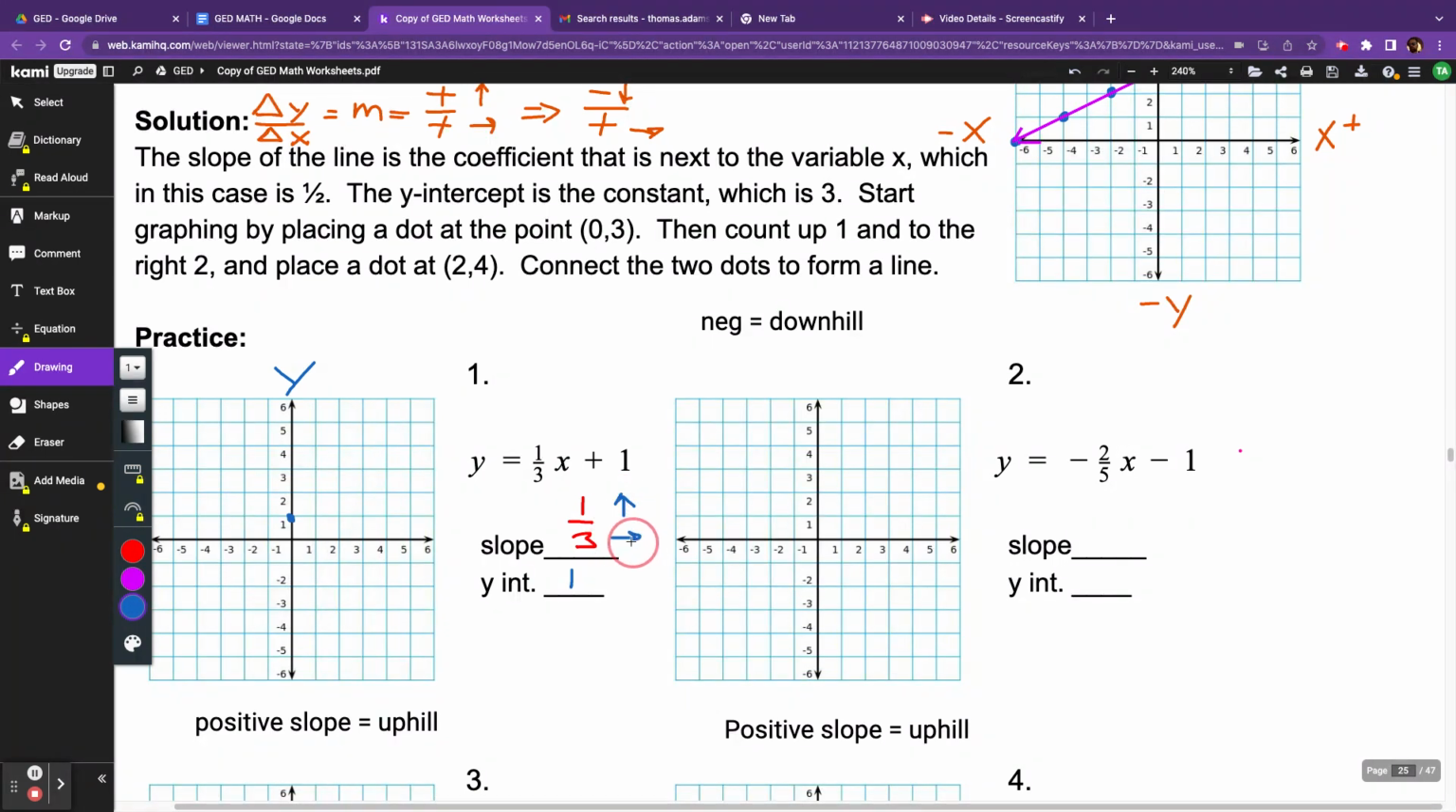Go up 1 over 3. Yep. So I go up 1 over 3. From there, I can do that again. I'm going to go up 1 over 3. And really, you could do it with just 2 dots. I like to do 3 dots just in case, because sometimes you can make a mistake.